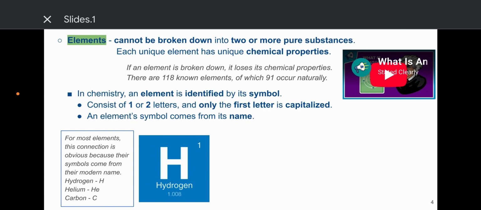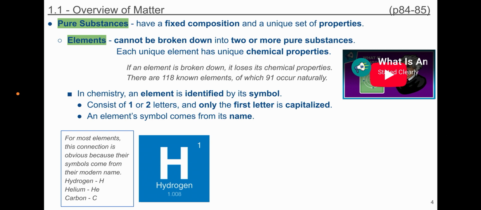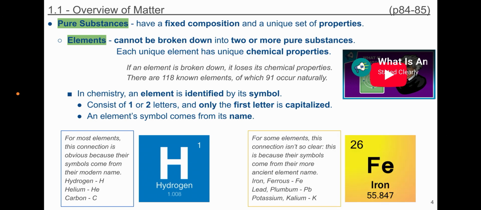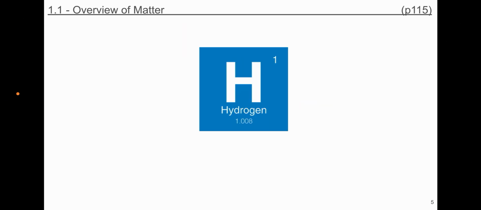The element symbol comes from the name, and most of the time, that connection is very clear, like hydrogen is H, helium is He, carbon is C. Sometimes, however, that connection is not so clear, and this is because their symbol comes from the more ancient element name. For example, iron has the symbol Fe because it used to be called ferrous. Lead is Pb because it used to be called plumbum, and you can see there for potassium, K, kalium. So if you're ever a little confused by the symbol being used for an element, it's probably because that comes from a more ancient known name.